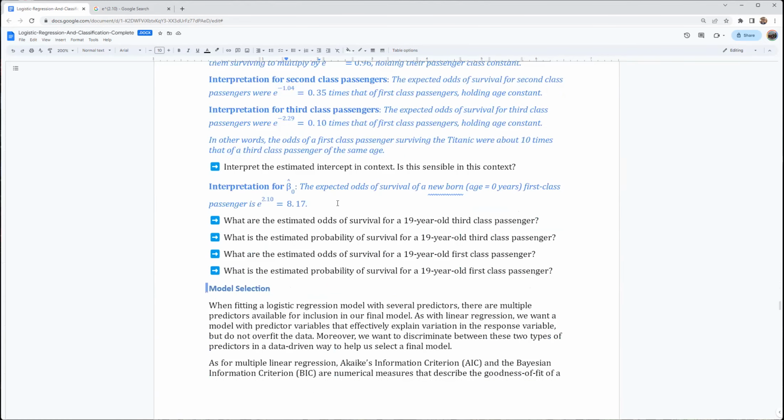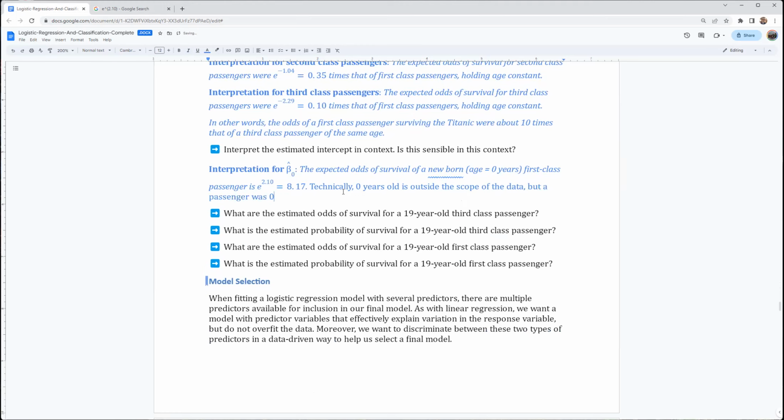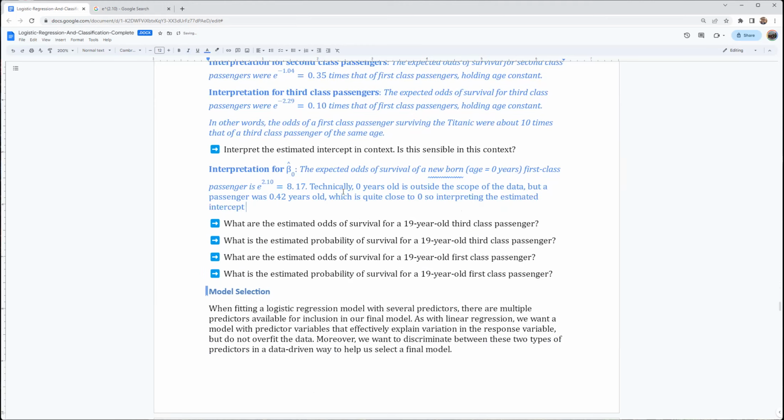But in this case, it's close enough, you know? So technically, 0 years is outside the scope of the data, but a passenger was 0.42 years old, which is quite close to zero. So interpreting the estimated intercept is reasonable here. It's sensible, at least, right? We don't have someone's height being 0 inches tall, something that would be impossible. 0 years old, we can say corresponds to a newborn. Yeah, we can do that.